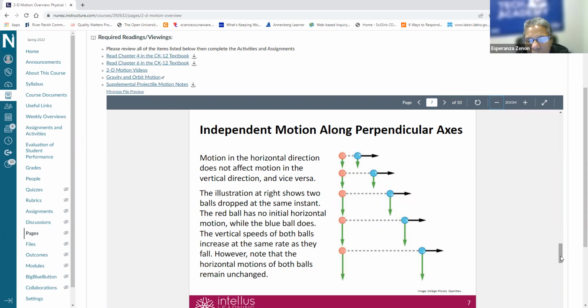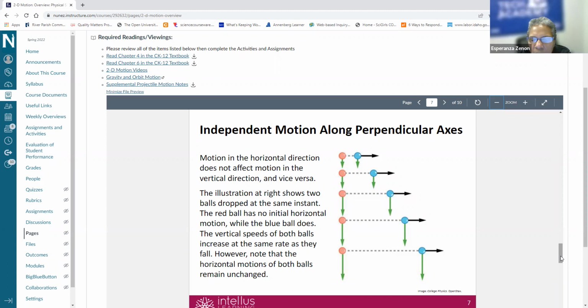Now, what you see is that even though those are 2 different objects, the vertical portion of the motion for each of those, the red and the blue, is actually identical, right? If you look at the green arrows pointing down on each object, you can see at any instant, those arrows are exactly the same, meaning, remember, we use arrows to represent vectors, right? So the actual vertical motion of each of those objects is identical.